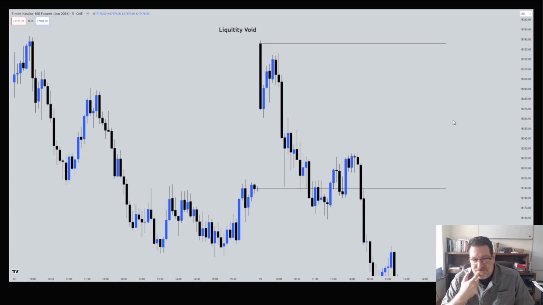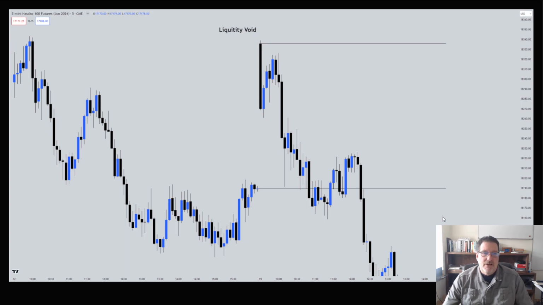A liquidity void is very simply when you have an area within the market that is not traded within. Here we have a close on this candle, and then we have an open on this candle. This is a liquidity void. And so it is good to note that liquidity voids tend to always be filled in.